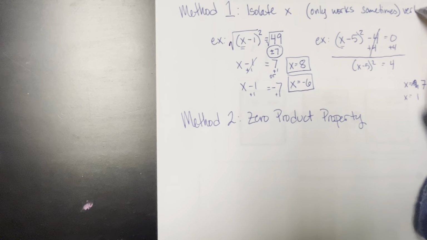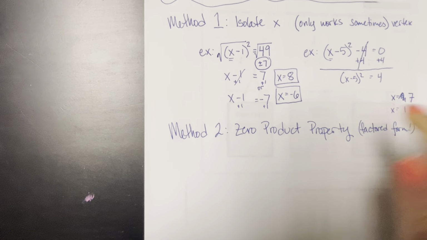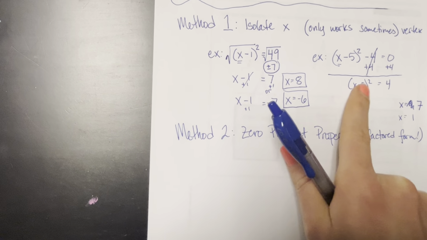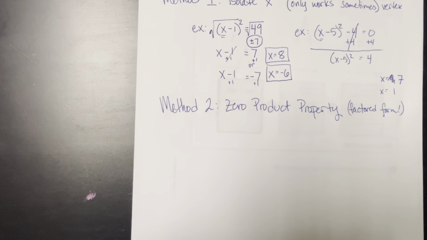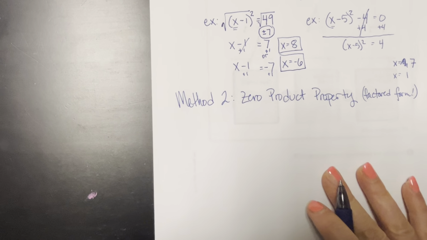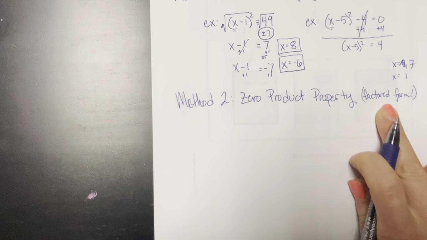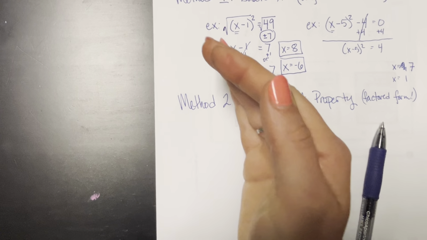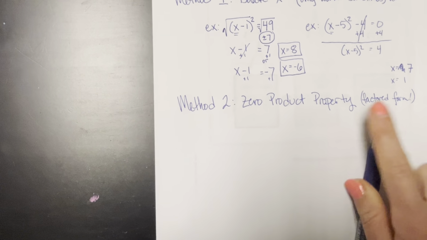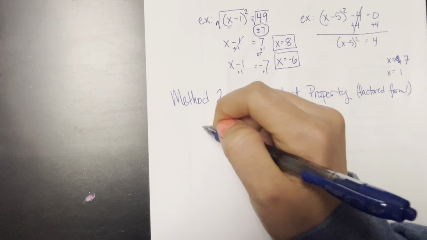Vertex form. The zero product property only works in factored form. So if you have a vertex form equation, you can't isolate x this way. You have to do something else. I know you guys have done this before. What's factored form again? It has parentheses.